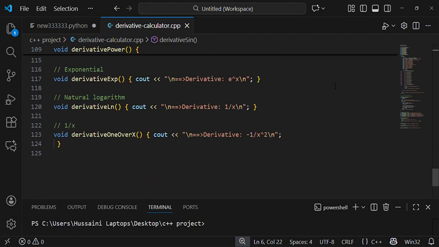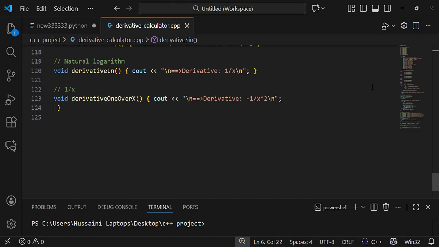And then same as it is, we have exponential, natural logarithm whose derivative is 1 by x, and the derivative of 1 by x is minus 1 by x squared. So that's all about my project.